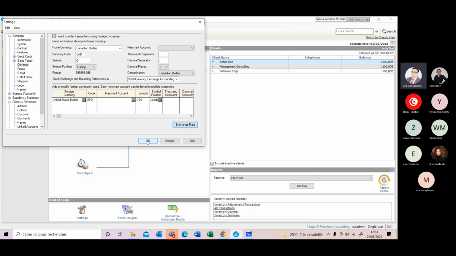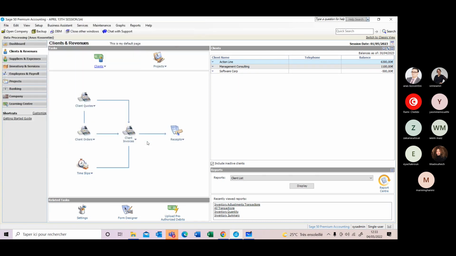It's okay. I validate. It's fine. So here's the first step. The first step is that you have to create the foreign currency. The step 2 is how can we make use of this foreign currency in our transactions. Before that we go to create an invoice, it's preferable that we add a new client.